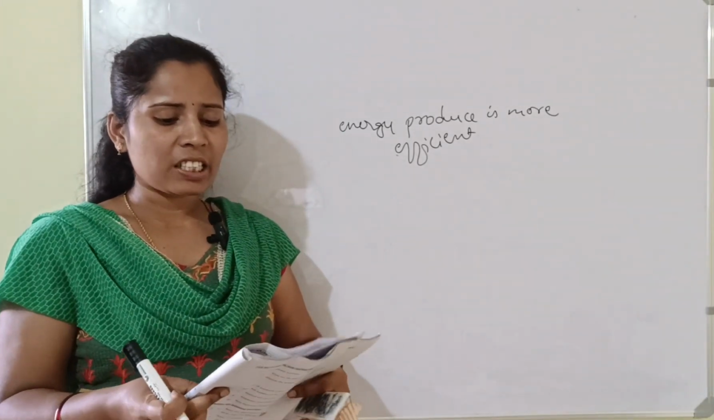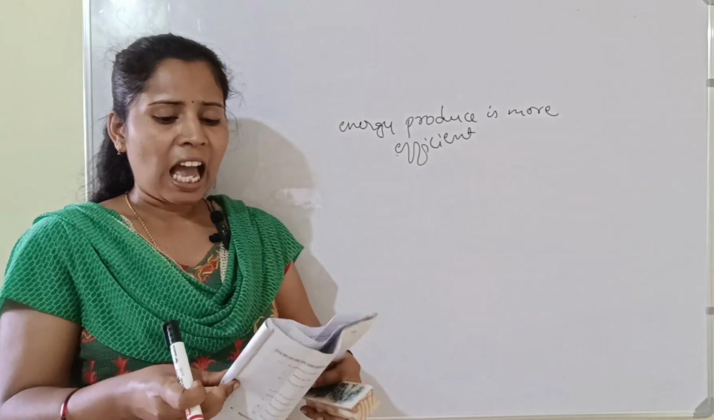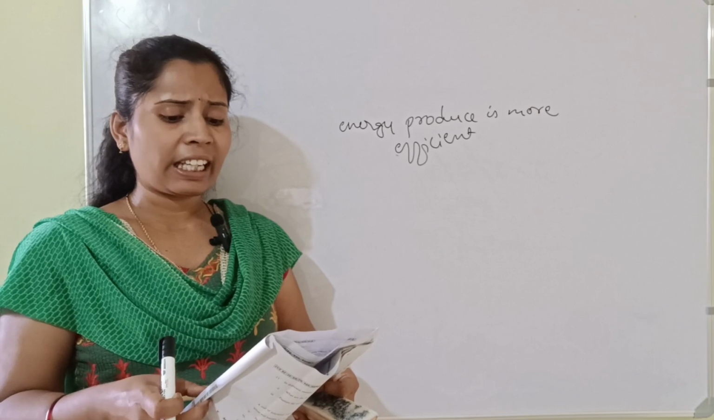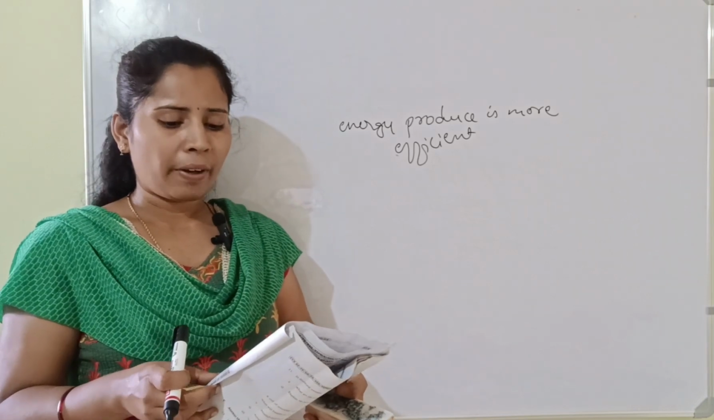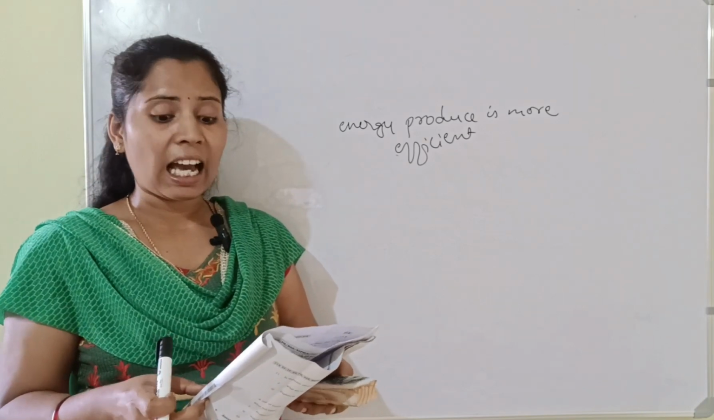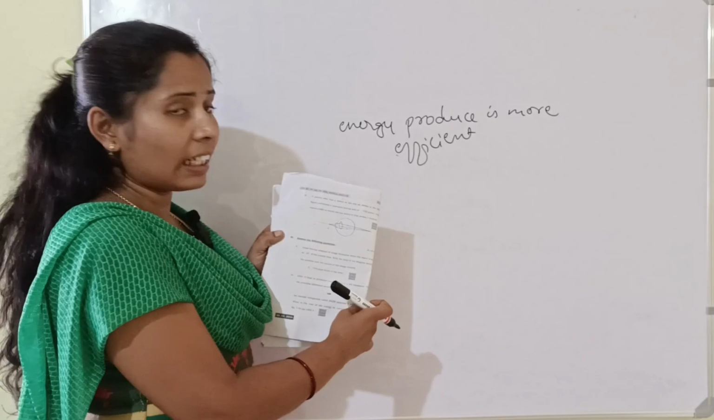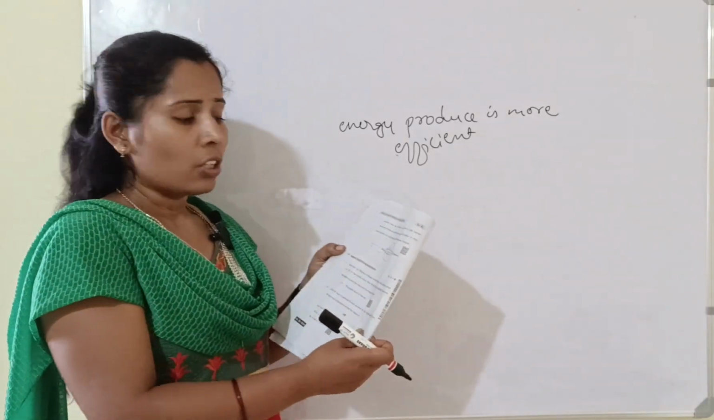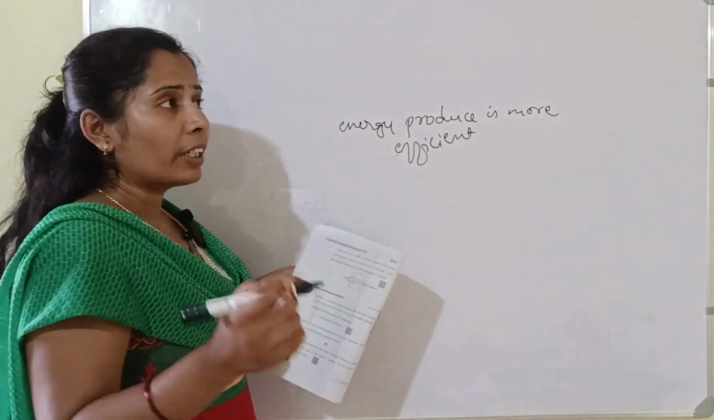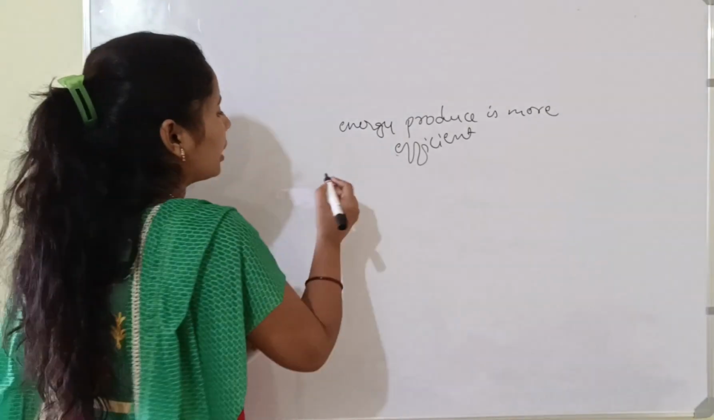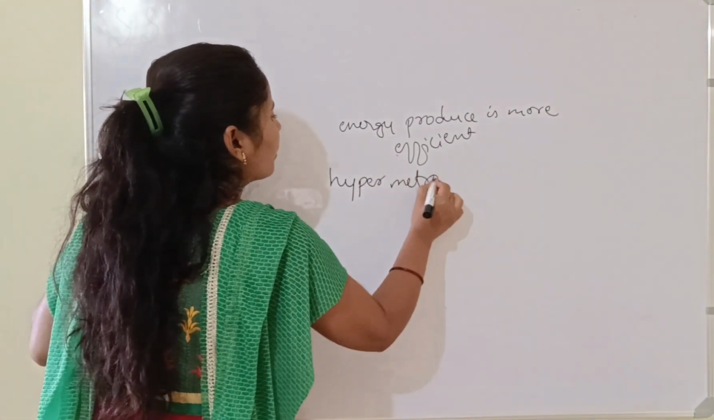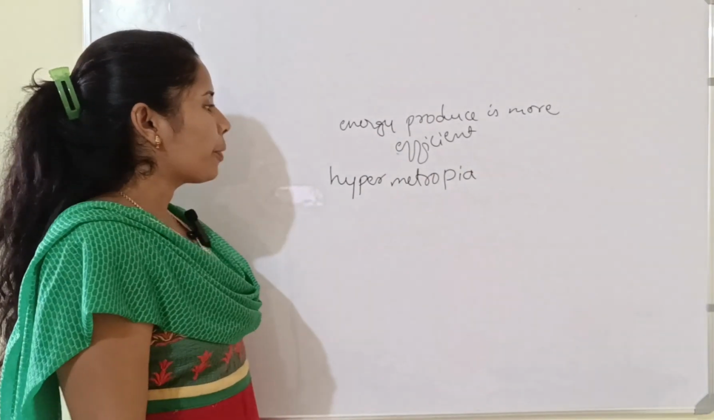So eighth question, a person who has a defect of the eye as shown in the below figure purchases spectacles having a lens of -2 D power. Is this lens suitable to rectify the eye defect of that person? Analyze. So here you can see the diagram in your question paper. This diagram shows that the image is formed behind the retina. Whenever the image is formed behind the retina, that problem is hypermetropia. So the defect is hypermetropia.